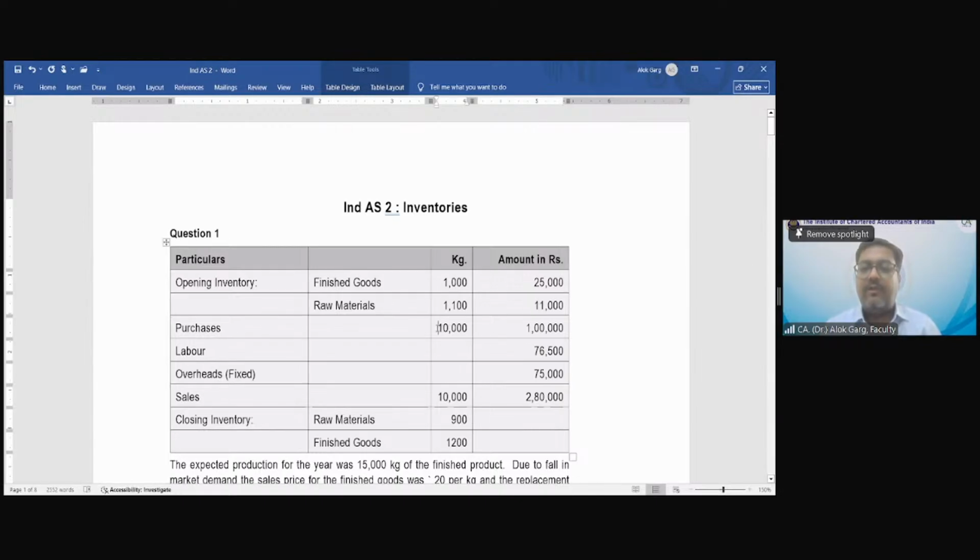Purchases during the year are 10,000 units, at the rate of 10 rupees per unit. Labor cost is 76,500. Other fixed overhead is 75,000 rupees. Sales, 10,000 quantities sold. So 1,000 was the opening inventory, 1,100 was the raw material, 10,000 is the purchases. Total sale price is 2,80,000. Closing inventory, raw material is 900 units, and the finished goods is 1,200 units.